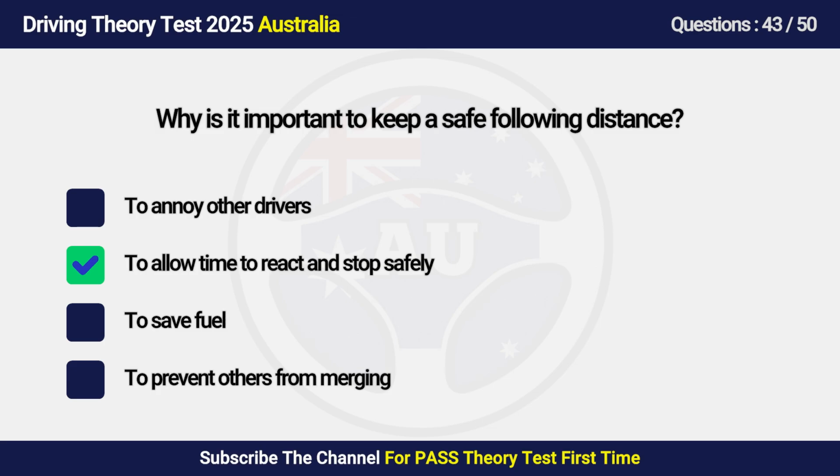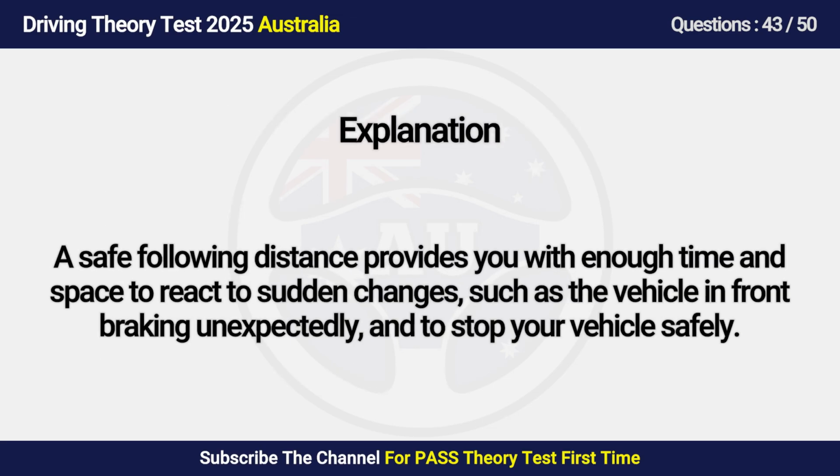Answer is B. To allow time to react and stop safely. A safe following distance provides you with enough time and space to react to sudden changes, such as the vehicle in front braking unexpectedly, and to stop your vehicle safely.